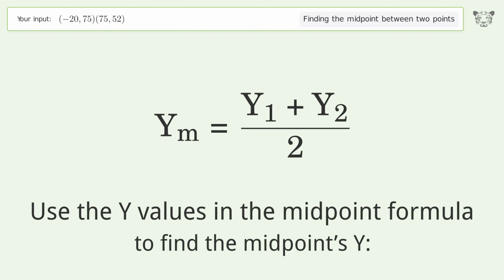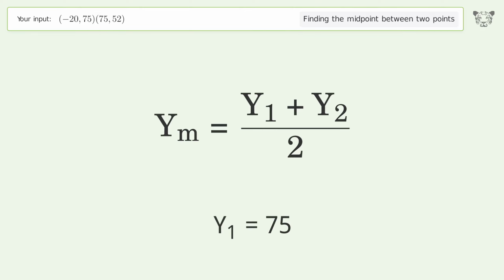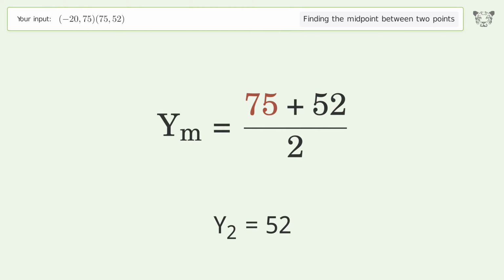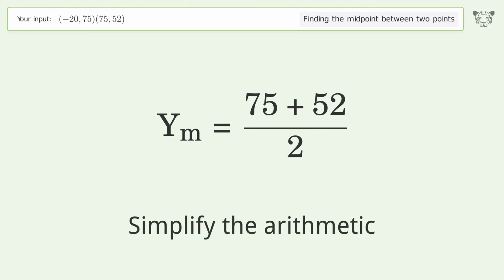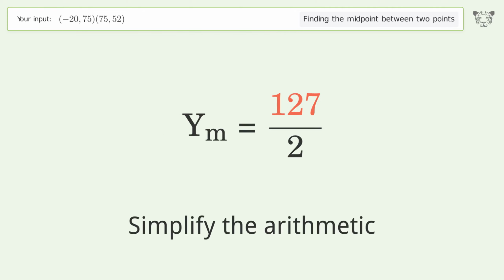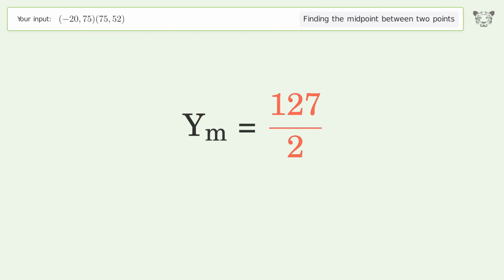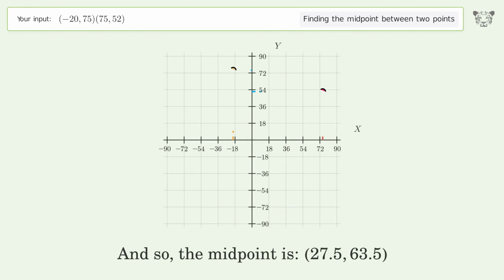Use the y values in the midpoint formula to find the midpoint's y. y1 equals 75. y2 equals 52. Simplify the arithmetic. And so, the midpoint is 27.5, 63.5.